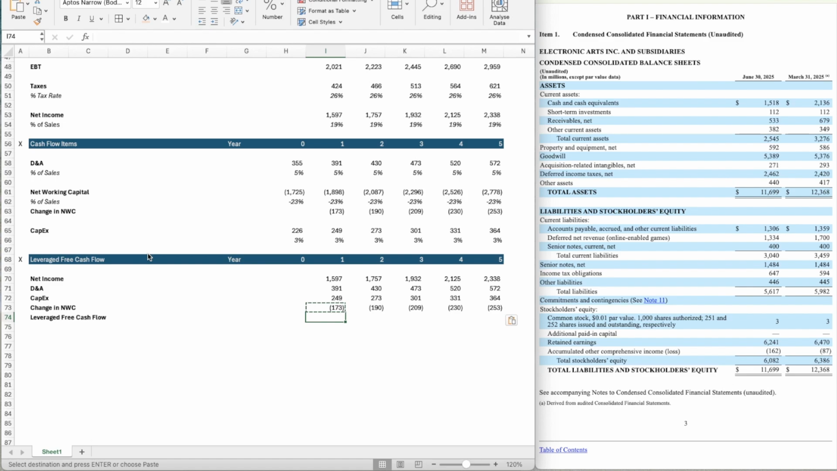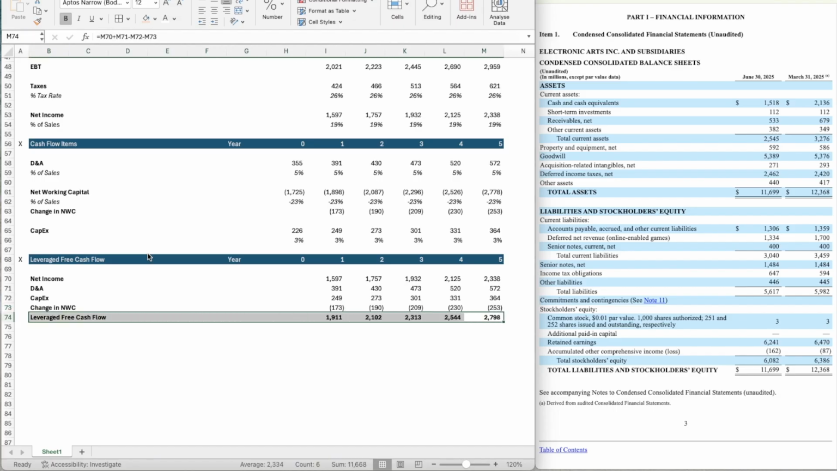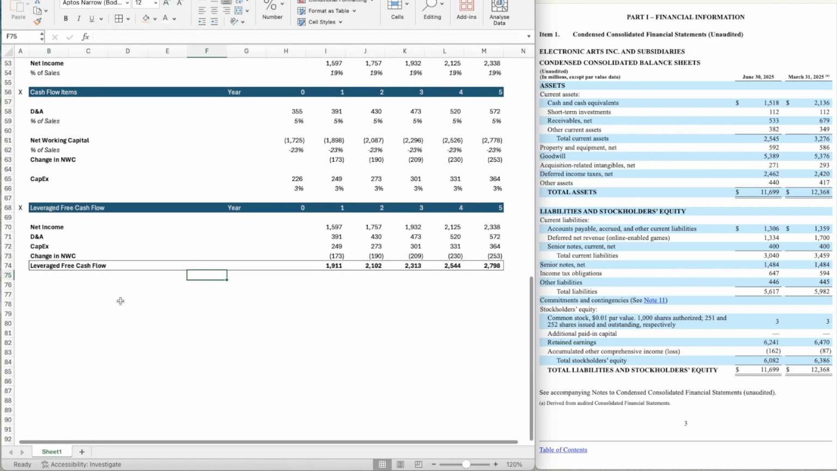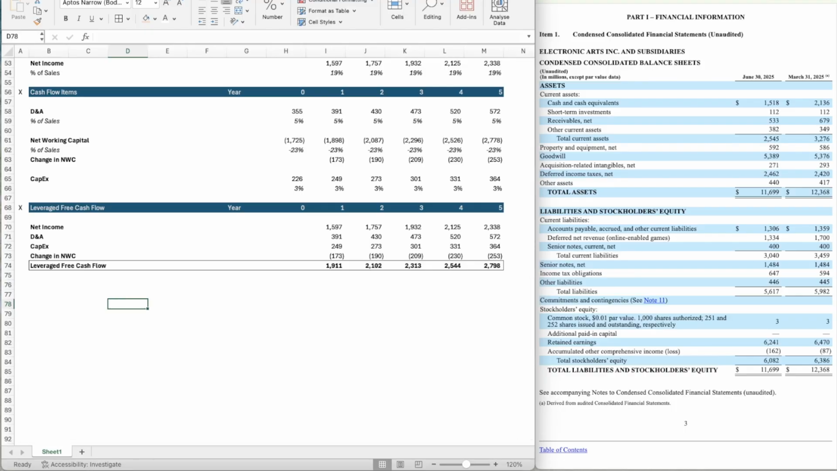So then now the leveraged free cash flow, it's the same as we've always done. We use net income, we add back in depreciation and amortization, we subtract the CapEx, and we subtract change in net working capital. And then we pull that across, bold it. And actually, let's put a border around this. Okay.